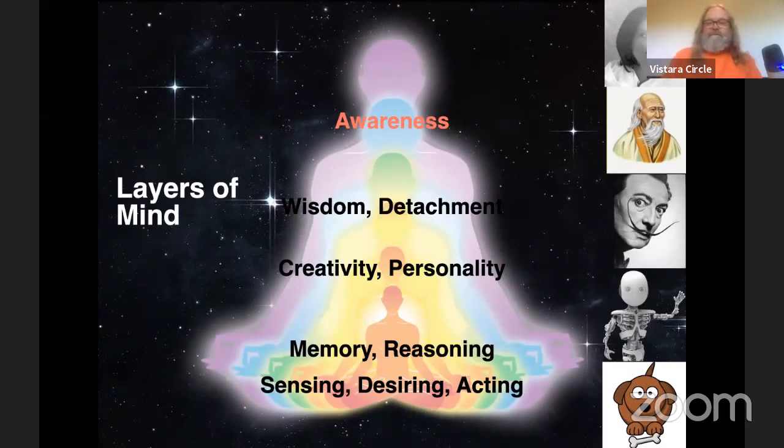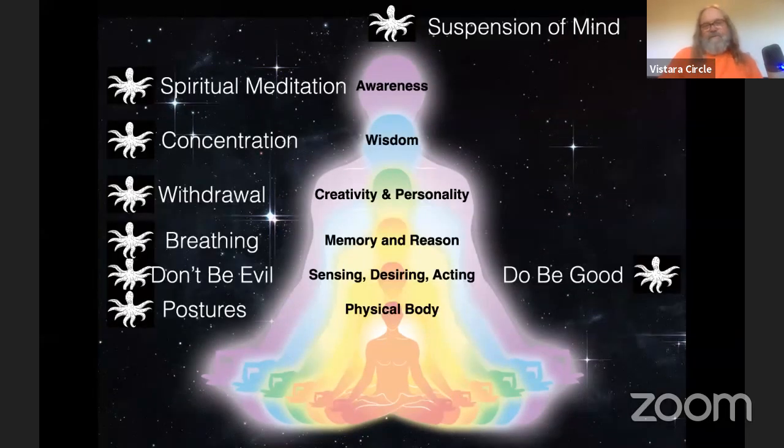So you'll remember that, let's put them all together here. So here we have our Ashtanga Yoga. You've got all the little octopuses, all right? There's eight of them. I'm not giving you the Sanskrit. Some of you know the Sanskrit. You might even find it more familiar. So let's start from the bottom. We've got don't be evil. Or we'll start with postures.